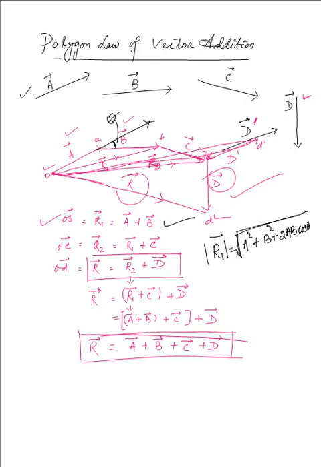From that we can extend it to the other vectors, like for the second vector that we have obtained, that is R2, as the resultant of R1 and C, we can say R2 has the magnitude of the square root of R1 squared plus C squared plus 2 R1 C cos theta 2, where let the angle between R1 and C vector be theta 2. This is cos theta 2, right?